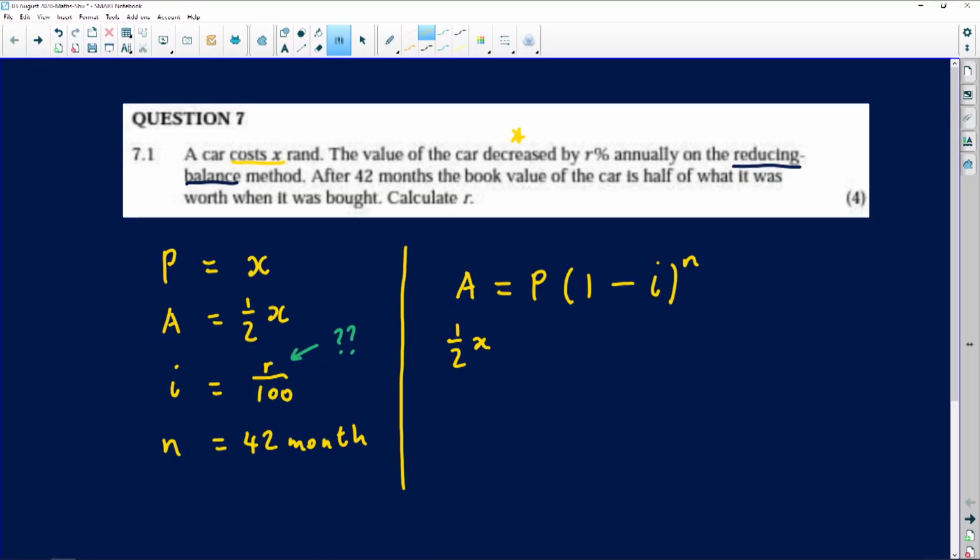So I'm going to substitute half X equals to your P value, which is X times (1 minus the interest). The interest was given to us as R divided by 100. Now the N is in months, but the rate is in years. So we need to convert that 42 months to years. How do you convert months to years?